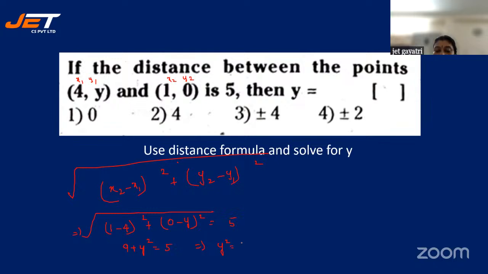will be 9 minus 5, 4. Okay. And y will be root of 4, which is y is plus or minus 2.